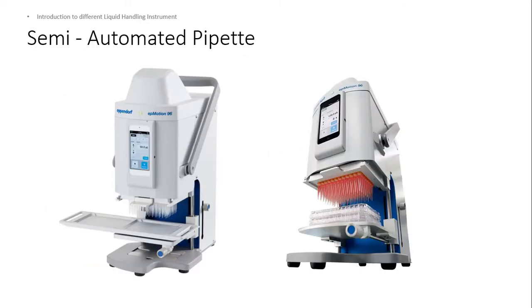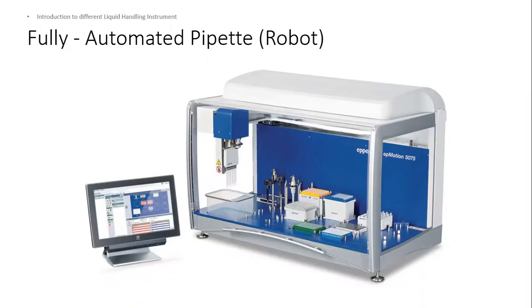So now this is the semi-automated pipette. It is used to increase your productivity by pipetting whole 96 well plates at once. So using this, your pipetting will be faster and more precise.